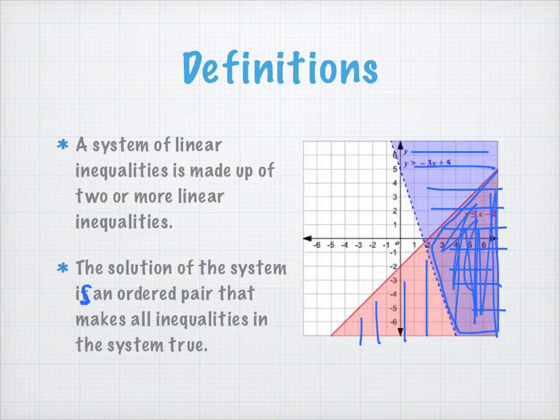Notice that would include ordered pairs on this line right here, but it would not include ordered pairs that are on that line because it's a broken line. So those points don't make the system true.